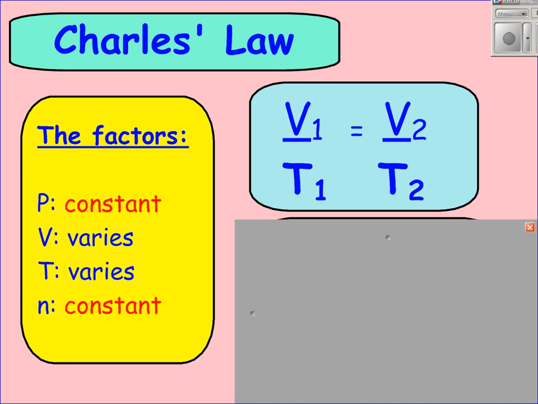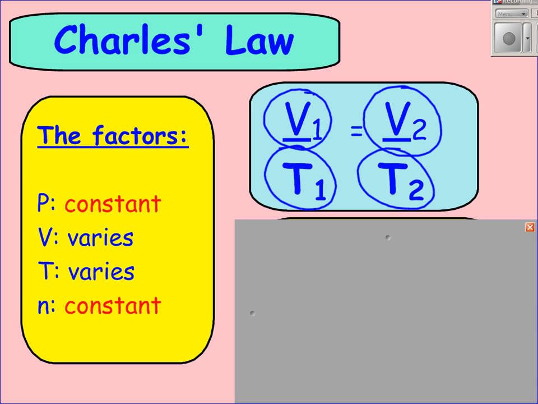The equation that he came up with was V1 divided by T1 equals V2 divided by T2. In other words, my initial volume divided by my initial temperature is equal to my changed volume divided by my changed temperature.